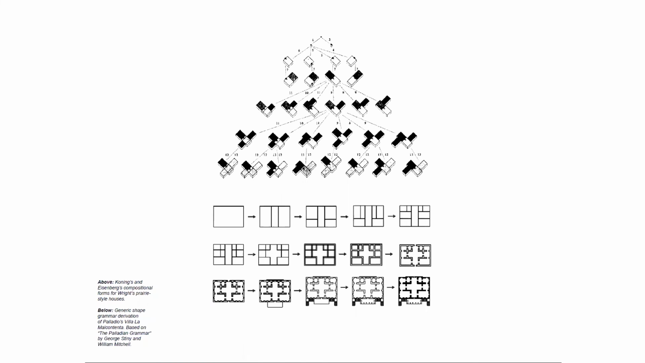Okay, and here's actually George Stiny and William Mitchell, the Palladian grammar, which is basically a description of how Palladio, in a way, generated his villas through using the language of shape grammars. And here are Frank Lloyd Wright's prairie type houses, also described in the language of shape grammars. Again, there's a lot more literature on this topic, and it's also being researched actively today.